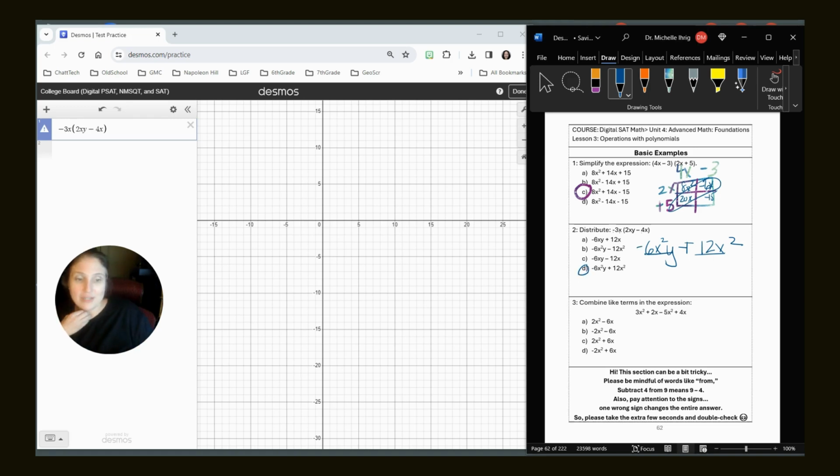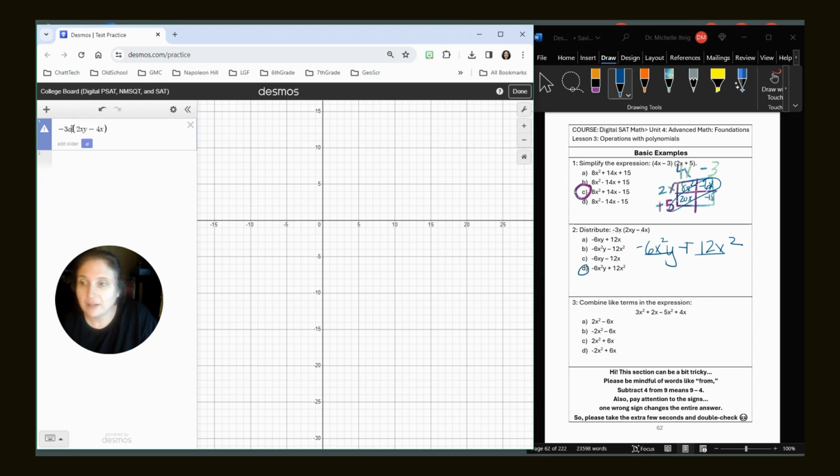Negative 3 times positive 2 is negative 6. If you didn't remember that and you wanted to use the slider tool, what we would do is we would pick a letter for all the x's. In this case, I'm going to pick the letter A for x.